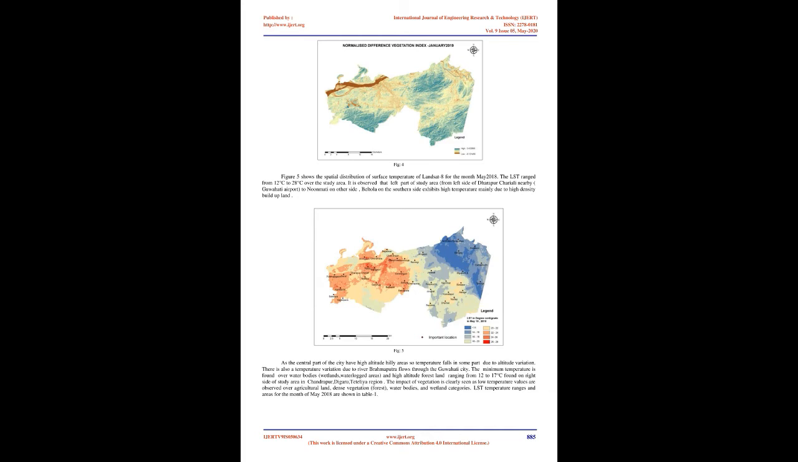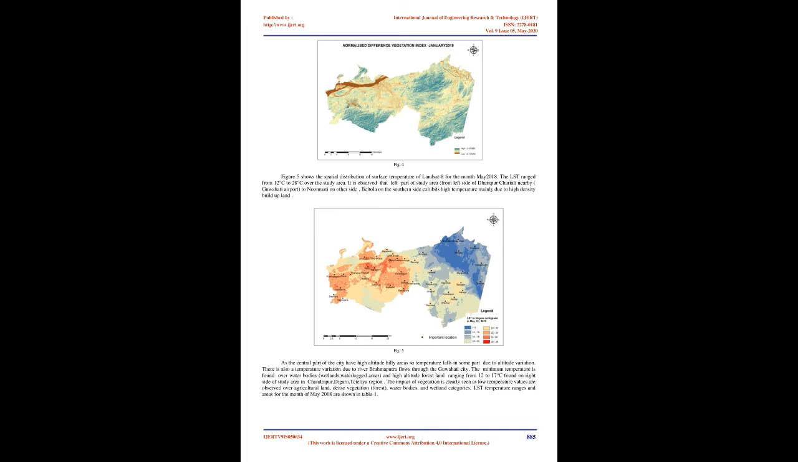Where PV equals proportion of vegetation, NDVI equals DN values from the NDVI image, NDVI min equals minimum DN value from the NDVI image, and NDVI max equals maximum DN value from the NDVI image. E equals 0.004 times PV plus 0.986, where E equals land surface emissivity and PV equals proportion of vegetation.